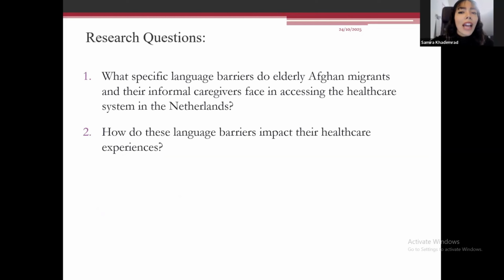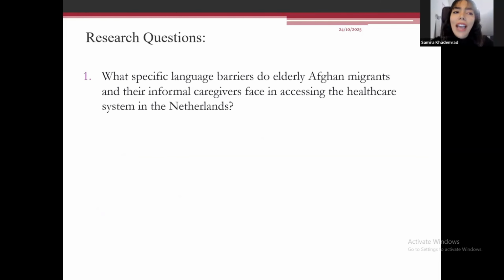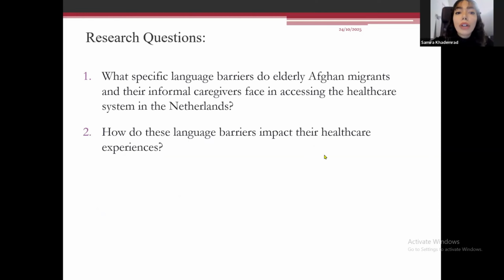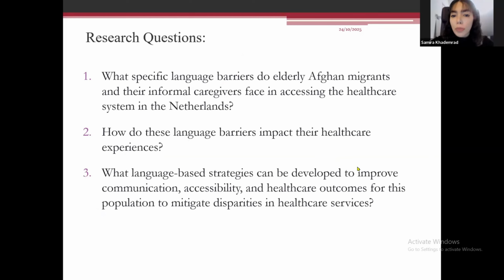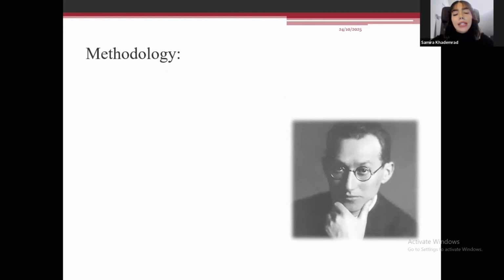So 3, but actually 4, because of the time constraints we decided to keep it short. 3 research questions guided this study. 1, what specific language barriers do elderly Afghan migrants and their informal caregivers face in accessing the healthcare system in the Netherlands? 2, how do these language barriers impact their healthcare experiences? And 3, what language-based strategies can be developed to improve communication, accessibility, and healthcare outcomes for this population to mitigate disparities in healthcare services?